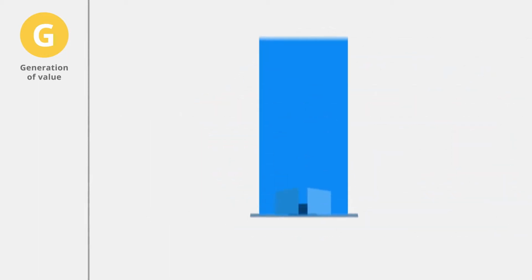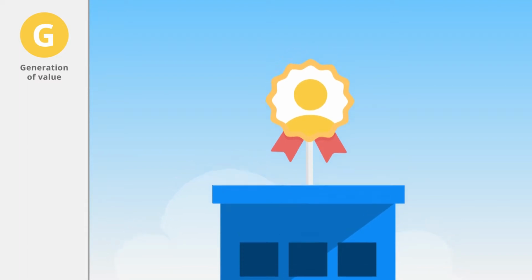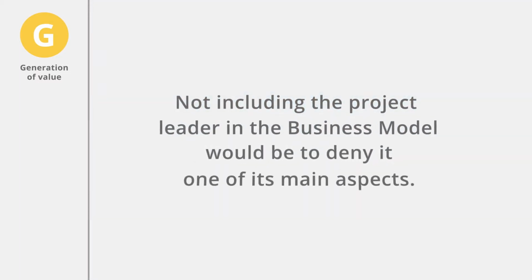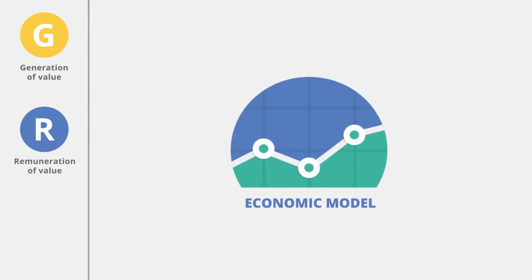In fact, if the project is important for investors, then the project leader, be it an individual or a team, is even more important. Consequently, not including the project leader in the business model would be to deny it one of its main aspects. The remuneration of value corresponds to what is sometimes called the economic model. It is a reminder that the project must find remuneration for what it proposes, otherwise the business will not last.